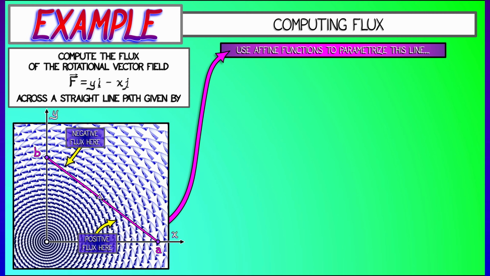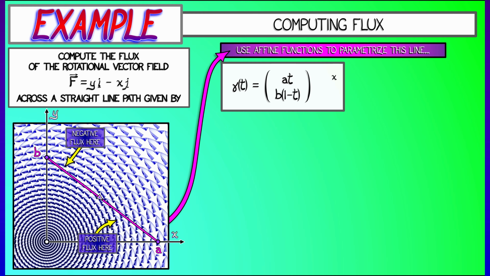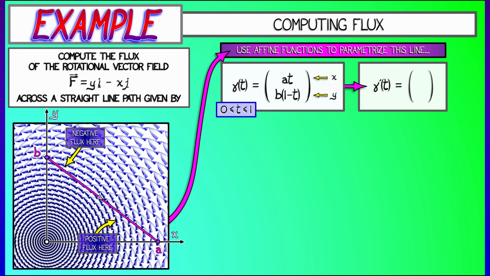Let's start off by parametrizing this straight line. Let's use the simple path given by gamma of t is at for x and b times quantity 1 minus t for y. Now, as t goes from 0 to 1, you can see that this works. When t is 0, I get the point (0, b). When t is 1, I get the point (a, 0). We're also going to need the derivative, but this is simple. It is a constant. Gamma prime is given by (a, minus b).